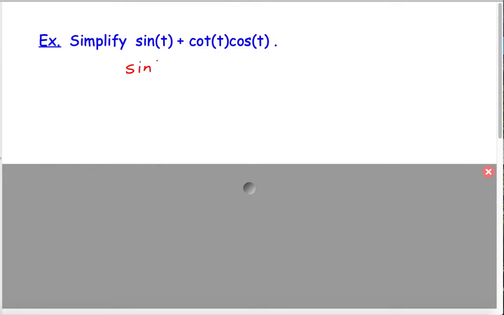So I've got sine of t plus the cotangent is the cosine over the sine, and then times another cosine. If you want, you can write that as cosine over 1. And if I'm going to add these together, I'm going to need a common denominator. So that means that I'm going to have to multiply the first term, sine of t, by sine of t over sine of t. And then I'll have a common denominator, and I can combine those. So the first term, I'm going to have sine squared over sine.